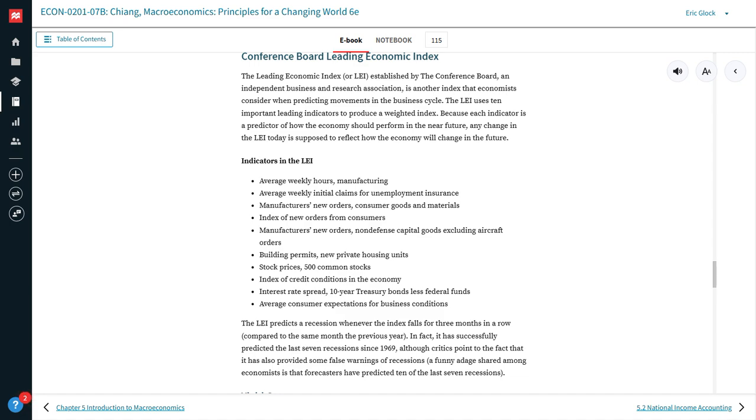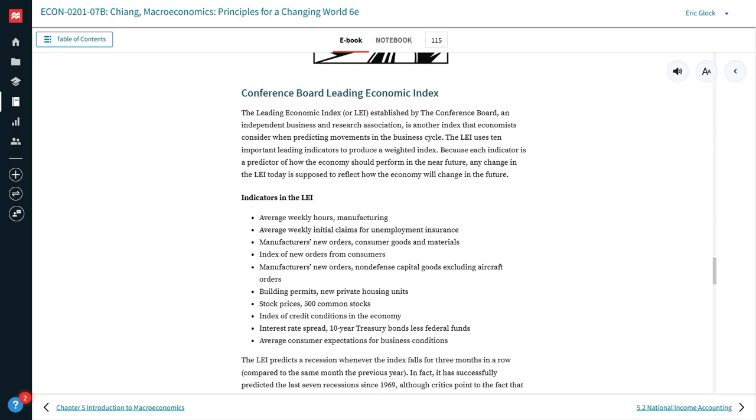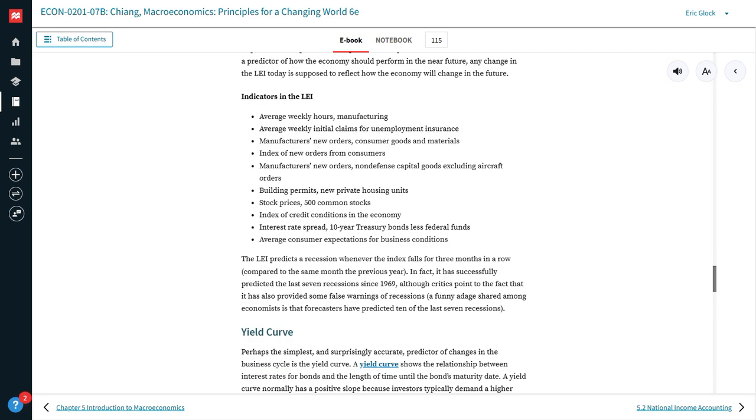LEI, leading economic index. It's really weird. I remember always hearing this as leading economic indicators. I don't know if this is a mistake. Somebody could Google it and let me know if it's leading economic indicators. I doubt he would make that mistake, so I guess it's leading economic index. Maybe the name changed. So in this one, what did he say? 12? Is that right? There are 10 indicators, not 12. 10 indicators that are used.